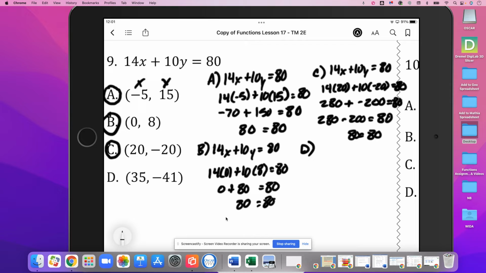And then D, 14x plus 10y equals 80. So 14 times 35 plus 10 times negative 41 equals 80. And so 14 times 35, Schlegel's going to bust out the calculator here really quick.